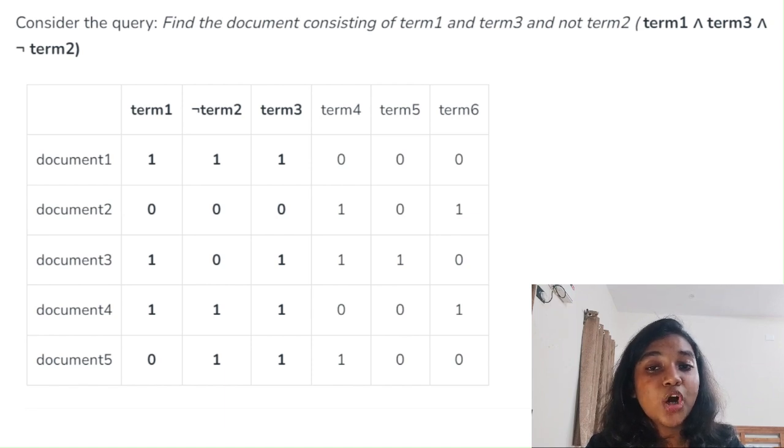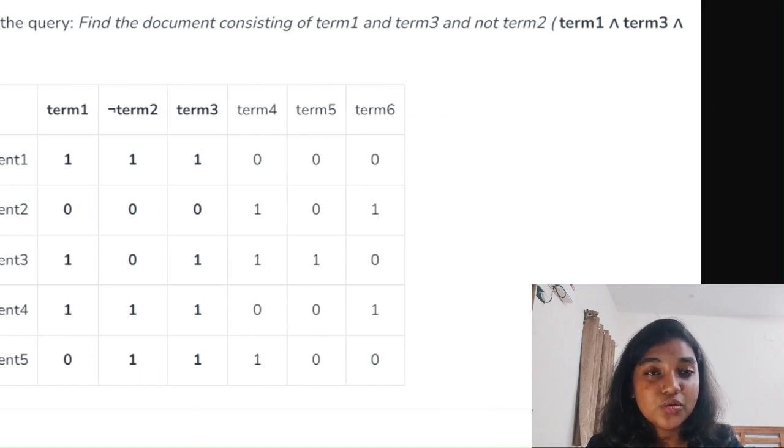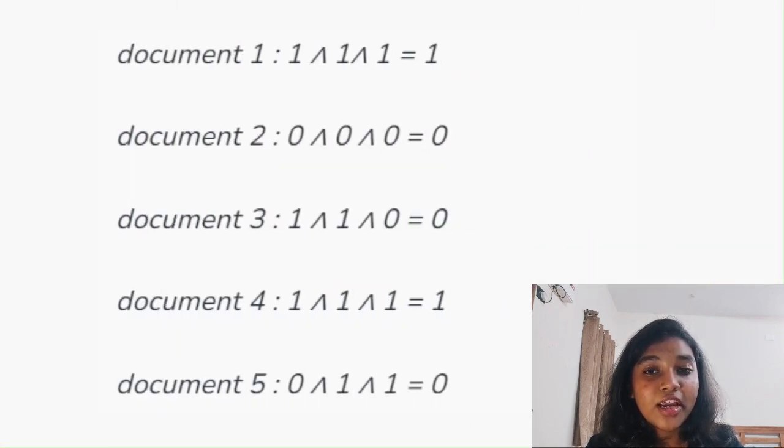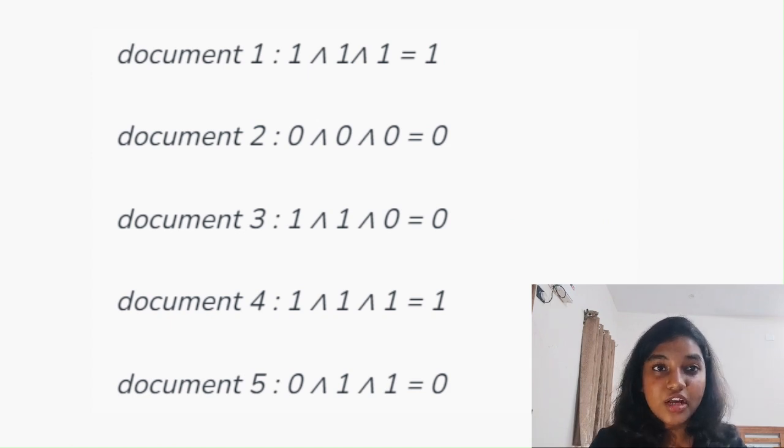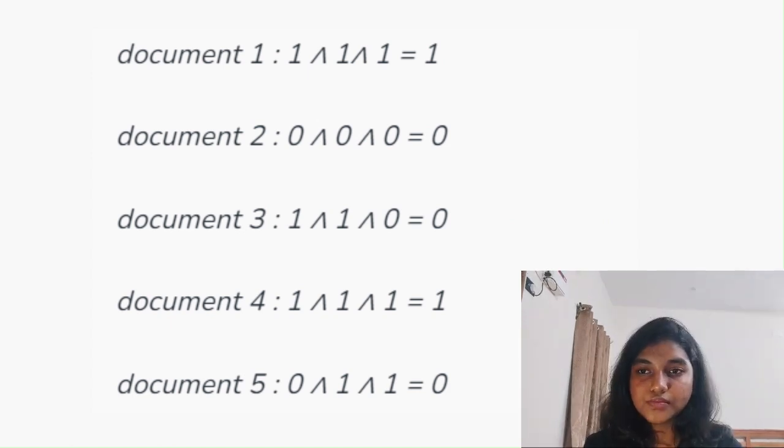We check in document 1 if term 1 is there, yes, and NOT term 2, yes, it's not there, so it's true. And then term 3 is there, so yes. Then we check it for the other documents too. Now we get document 1 and document 4. So for this query your answer will be document 1 and document 4. Now let's go to the code.